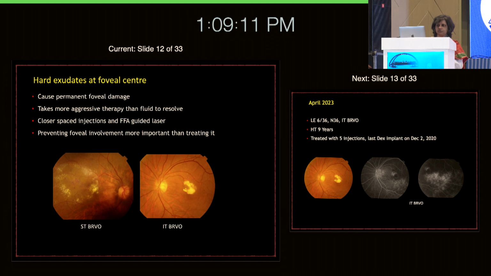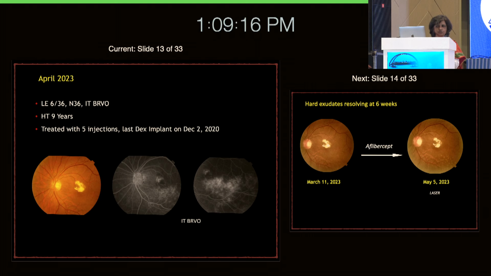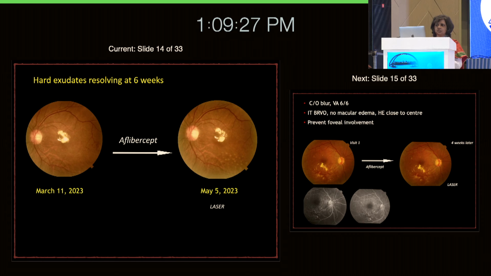So this is to show a patient who has come with inferotemporal BRVO, which is not visible now because she has been getting anti-VEGFs. But if you do an angiogram, you can see it's an inferotemporal BRVO causing exudates. So we gave her an injection, and you see within 5 to 6 weeks, the exudates have started resolving. And now we did laser for the patient.